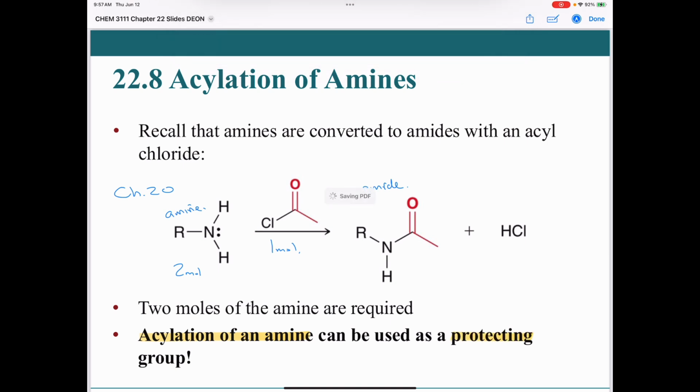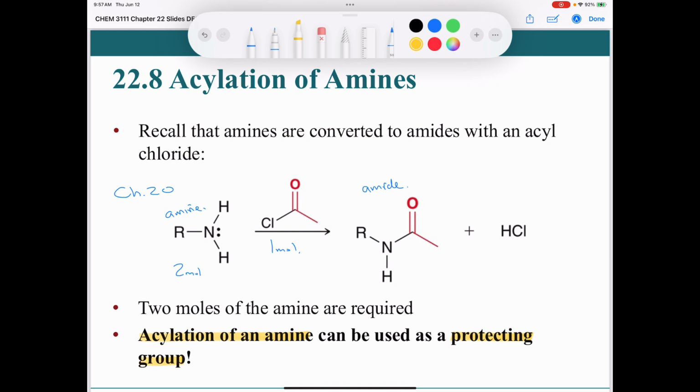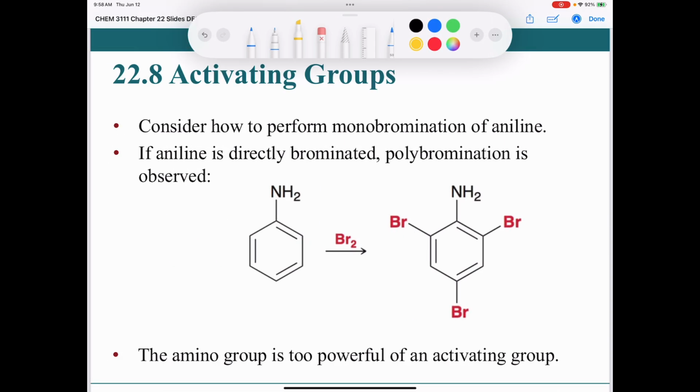So let's see how we would use that as a protecting group. Now, before we can use an acyl group as a protecting group, we have to go back and revisit the bromination of aniline. Now, you remember that if you have an amino group on your aromatic ring, that's going to donate a lot of electron density to the ring via resonance. You have a lone pair here, and you can start drawing resonance structures like this. So very electron donating, and therefore when you have this amino group on your ring, it's very highly activated. So the amino group is a very powerful activating group.